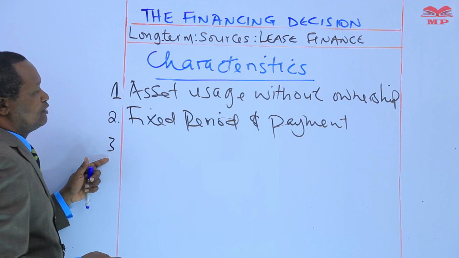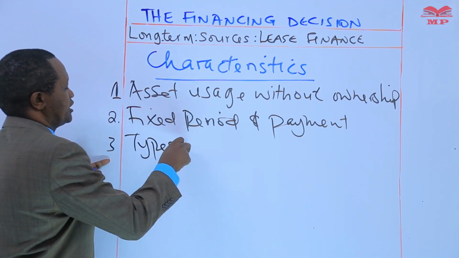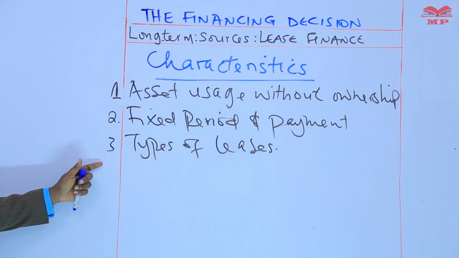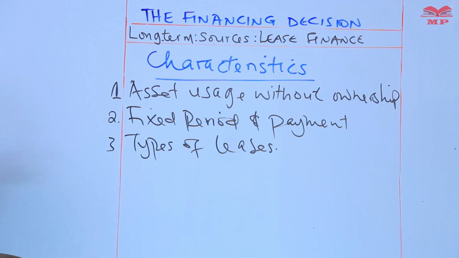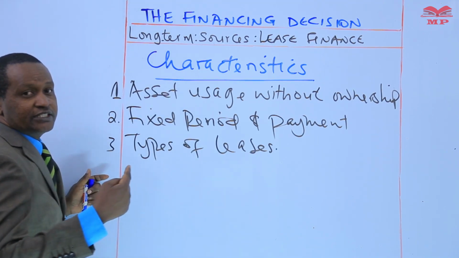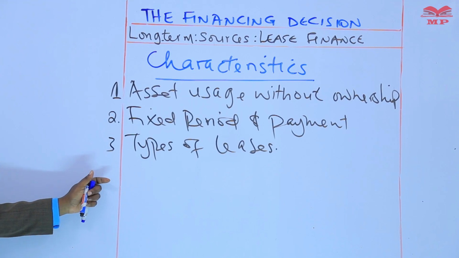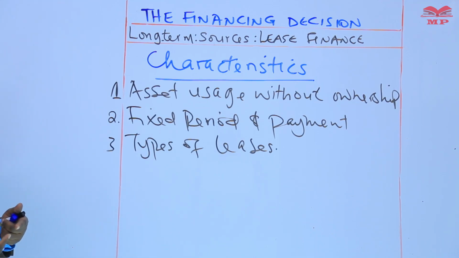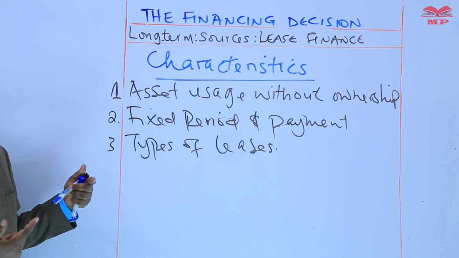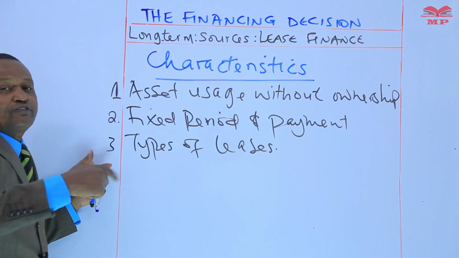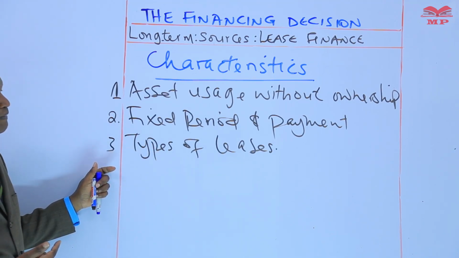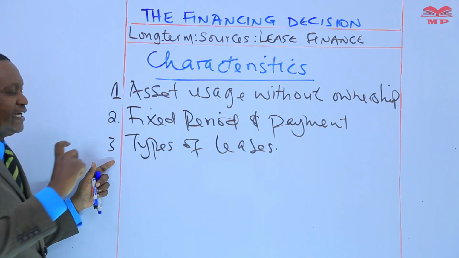Another characteristic is on the basis of types of leases. Lease agreements can be classified as either operating leases or finance leases. And candidates, operating leases are more like rental agreements, while finance leases often transfer ownership to the lessee at the expiry of the term. So we have operating leases and finance leases.